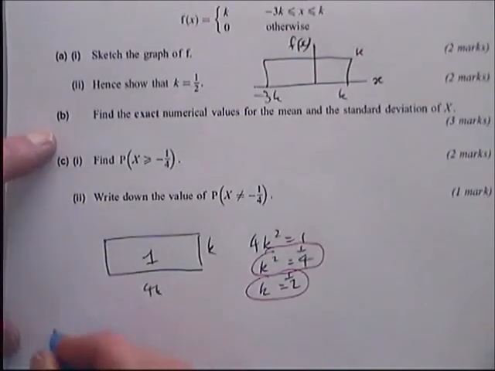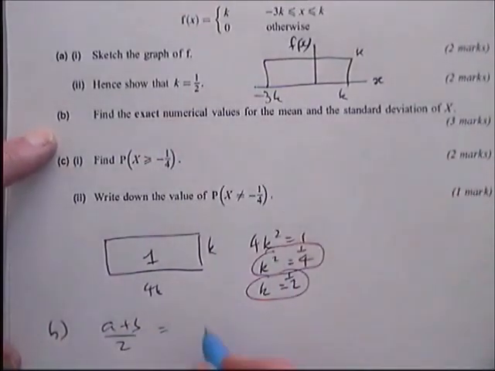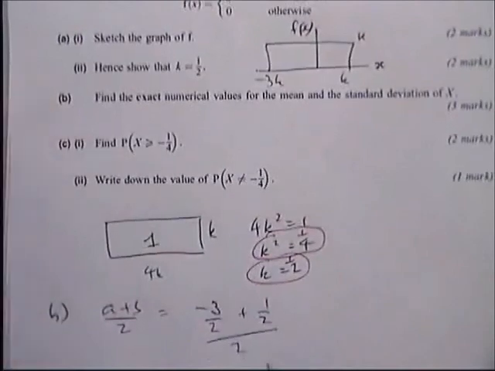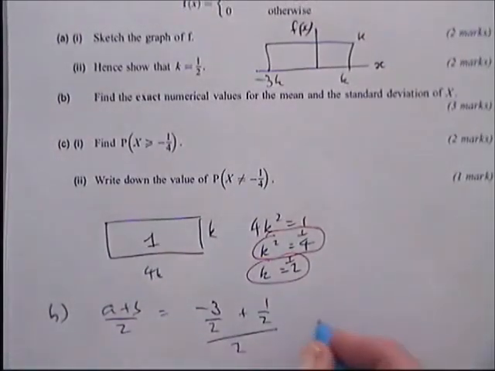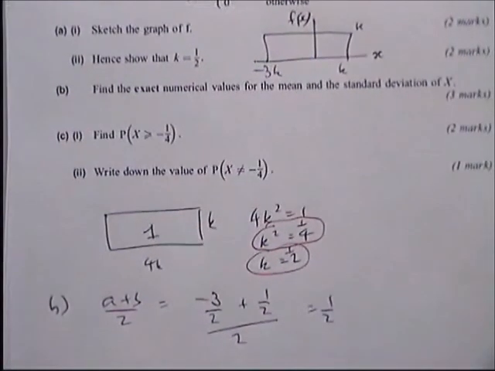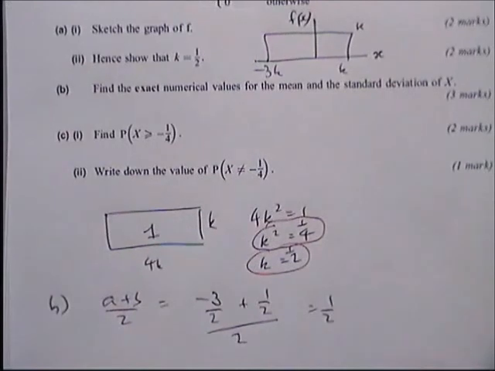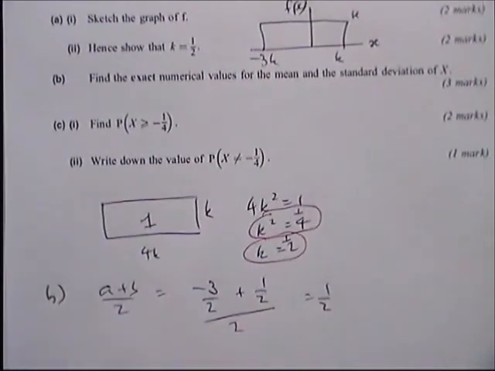Okay, next bit, part B. The mean, again it's a uniform, so it's a plus b over 2. A is minus 3k, which is minus 3 over 2. B is k, which is a half, and dividing by 2. That comes out to be a half. So that's the value for the mean, and they gave 1 mark for that. It's minus a half. Oh, so it is minus 1.5 there.